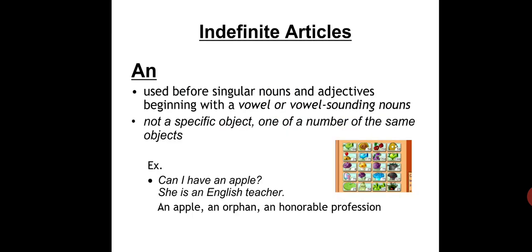An is used before singular nouns and adjectives beginning with a vowel or vowel-sounding nouns. For example, the words honor, hour, and herb, you would still be using the article an because there's a silent H. Particularly sa mga acronym like I am an RN, I am an LPT, I am an RMT. Yan. Pero kapag pinonounce mo na yung R, like registered nurse, licensed practicing teacher, so, A na, magiging A na siya.